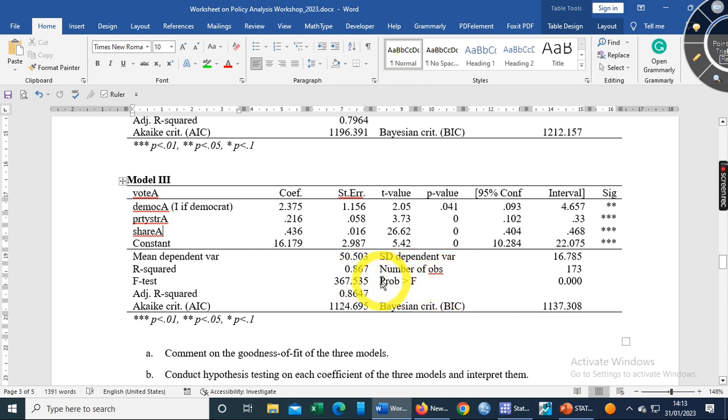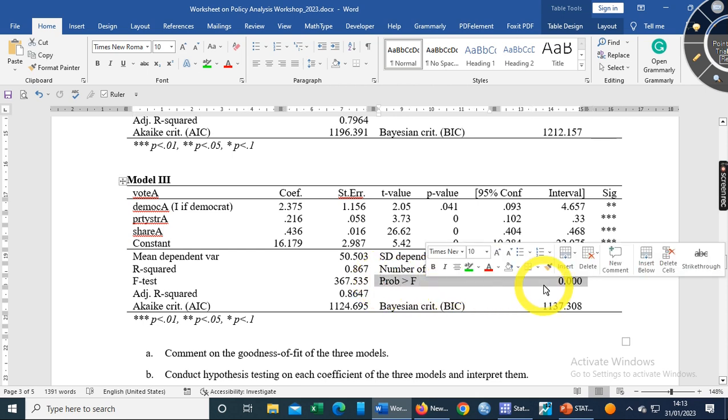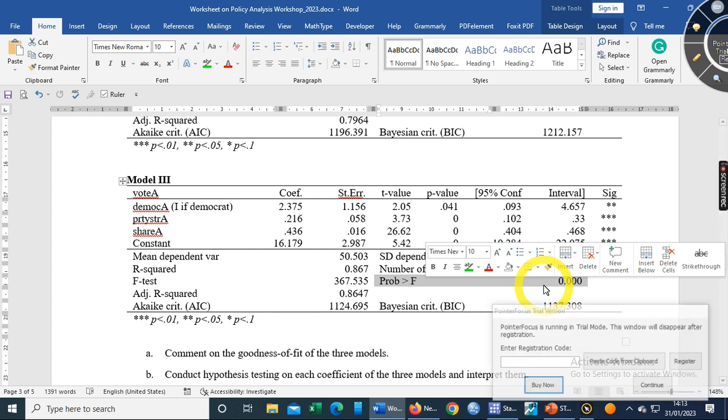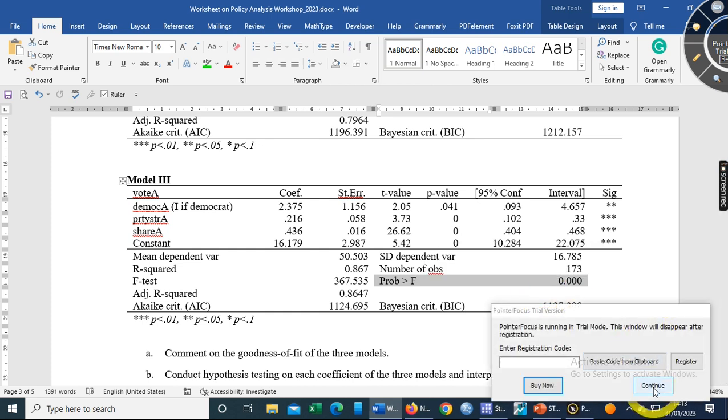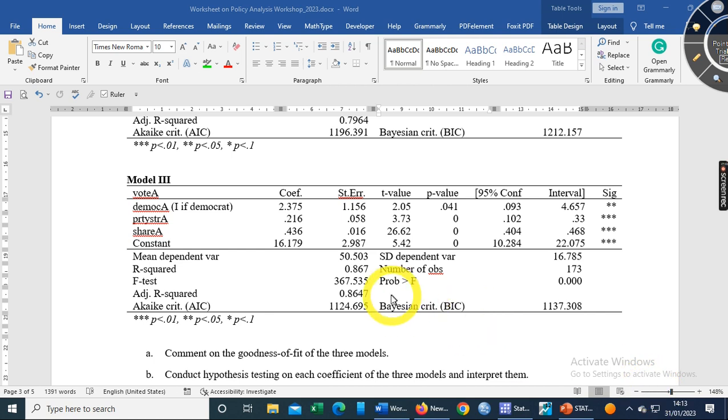The model fits the data very well because the p-value of the F statistic is less than 0.05, therefore R square is statistically significant. More specifically, 86.7% of the total variation in the dependent variable is explained by the included explanatory variables, while the remaining 13.3% is attributed to the disturbance term.